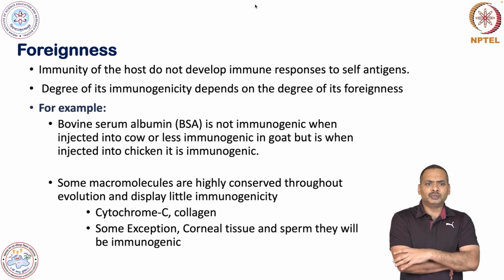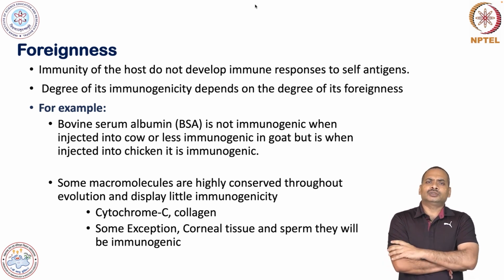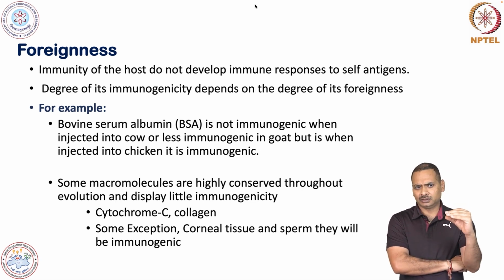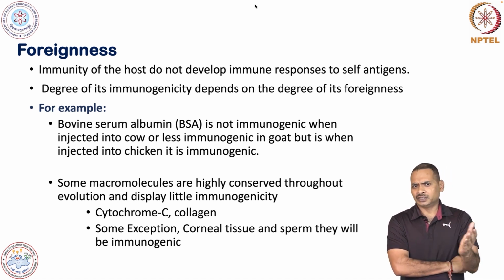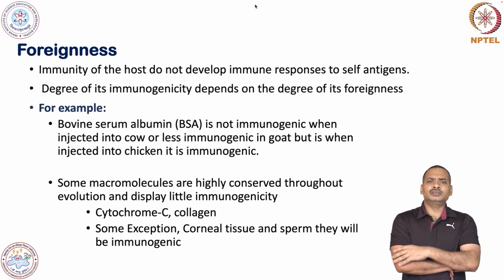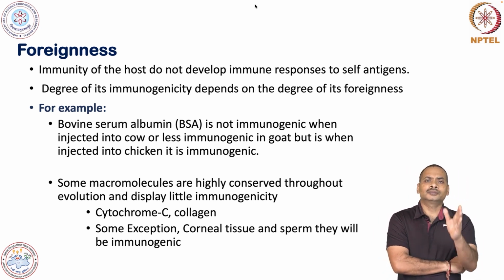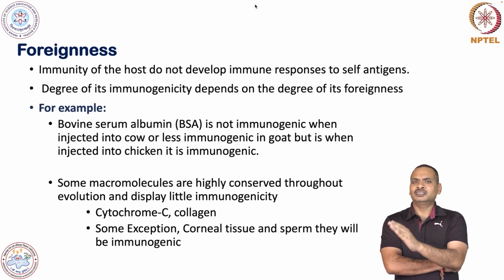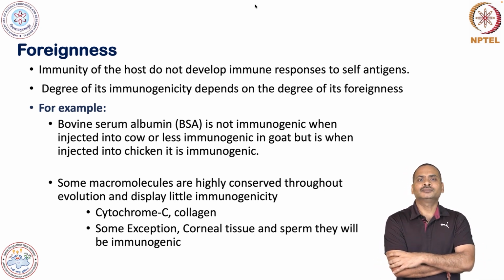So, there are some examples. The first example I have already explained. There are some exceptions in this theory. The exception is that some proteins in various hosts are highly conserved, for example cytochrome C and collagen. If you take collagen or cytochrome C from cow and inject it into the chicken, it will be almost not immunogenic because they are highly conserved. Similarly, it is true for collagen protein.